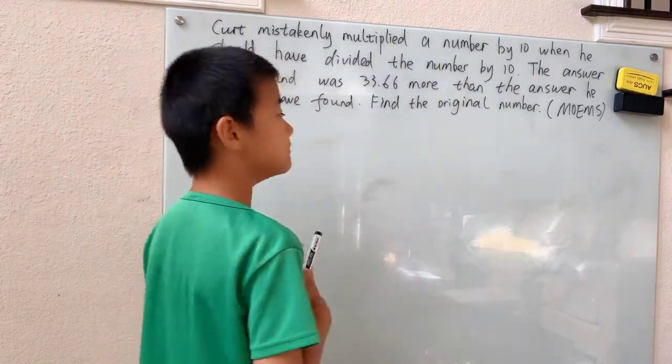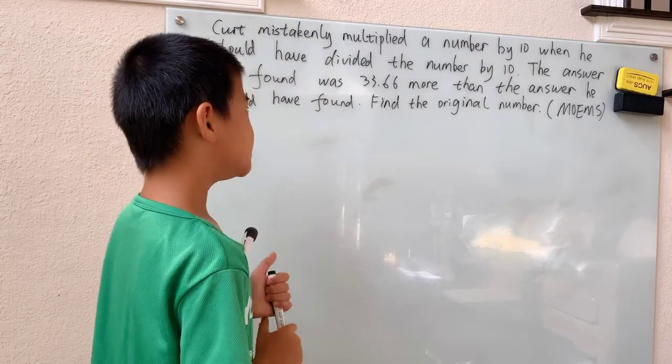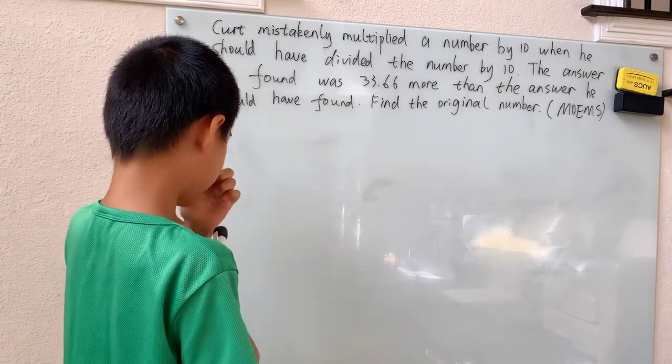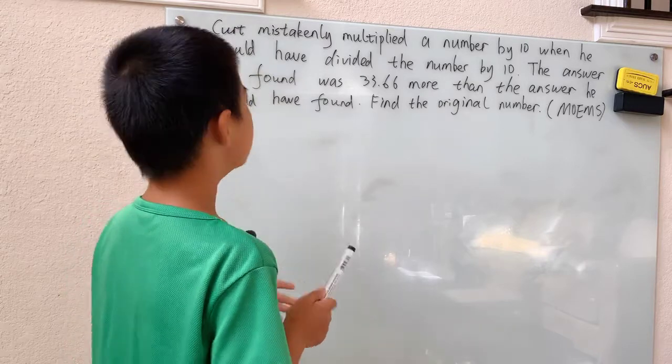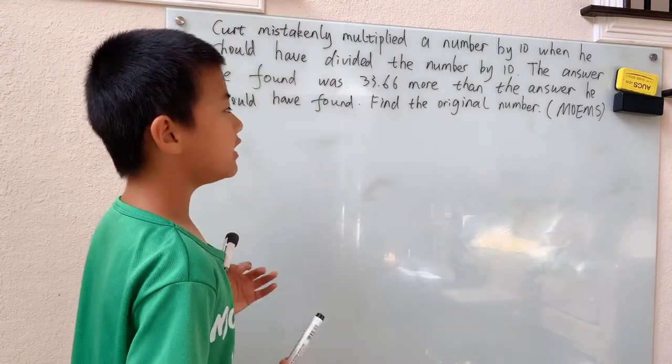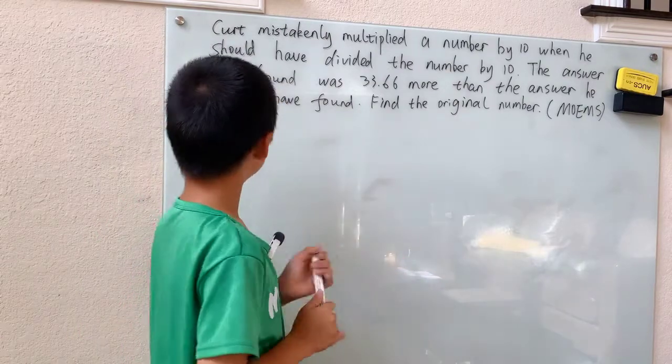Curt mistakenly multiplied a number by 10 when he should have divided the number by 10. The answer he found was 33.66 more than the answer he should have found. Find the original number. A MOEMS problem.